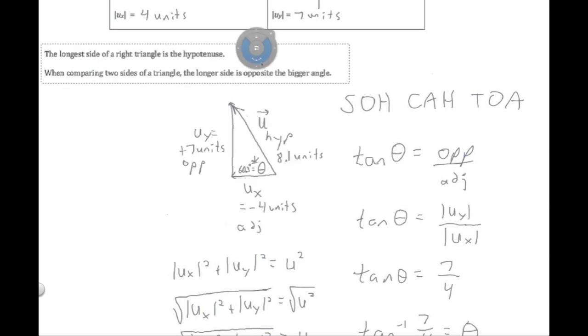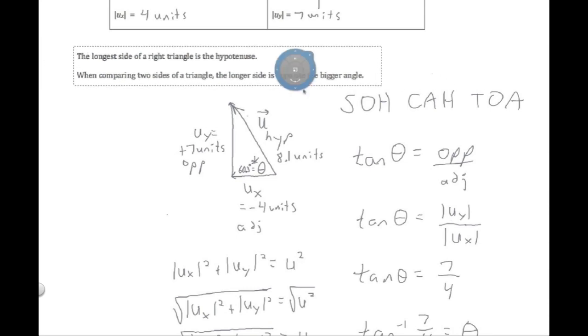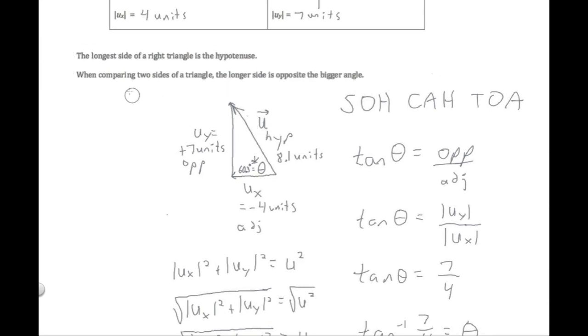These ideas, which I hope you remember from the first video. The longest side of a right triangle is the hypotenuse, so we can use that to check our results. Here's the value that we got, and you can see that this did come out to be the longest side of the triangle. 8.1 is bigger than 7 or 4. If this had come out to be something like 6.2 for the hypotenuse, we would have known we made a mistake, because that would be less than 7.